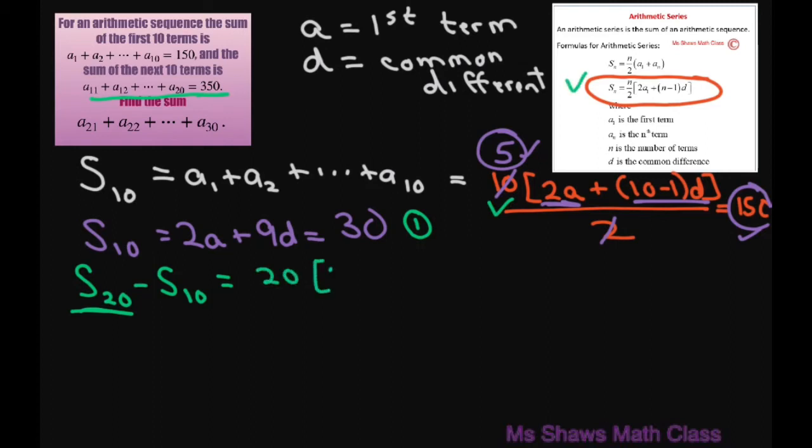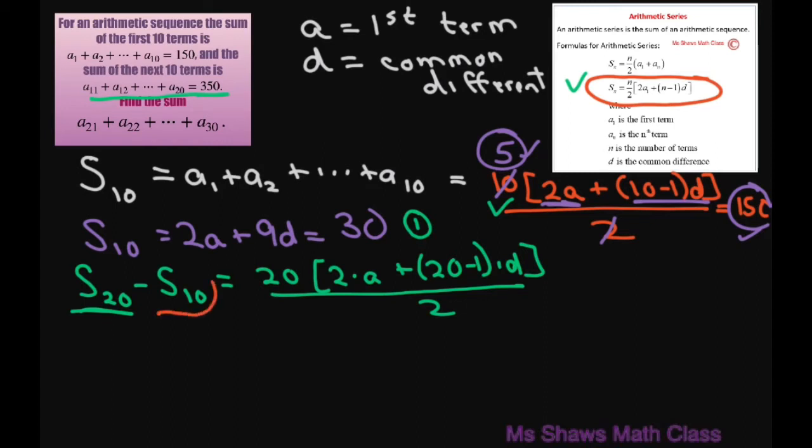This is going to be 2 times a plus 20 minus 1 times d, all divided by 2, and this equals, well, and then we have to subtract this one, the sum of the first 10 terms. Well, that's just minus 150, because that's the sum of the first 10 terms. All right, and this all equals 350.